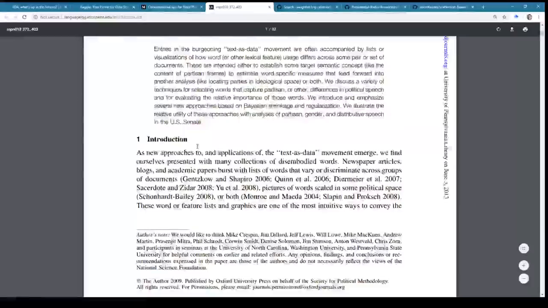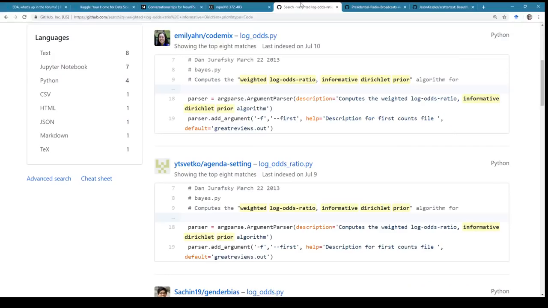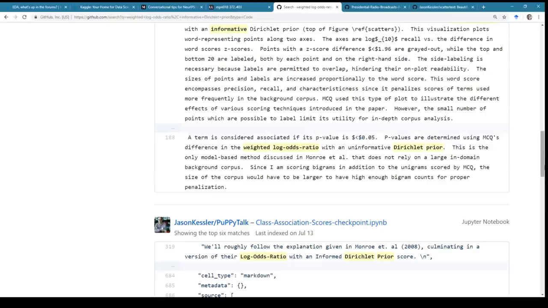Let's just read the abstract. A variety of techniques for selecting words that capture partisan or other differences in political speech and for evaluating the relative importance of those words. So this is also a single word based method, looking at sort of the most discriminative words given two input groups. And it also looks like the only model-based method discussed that does not rely on a large in-domain background corpus.